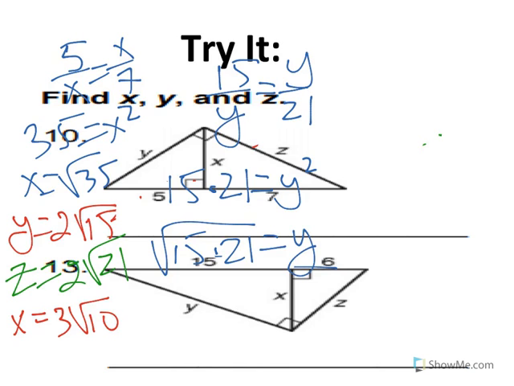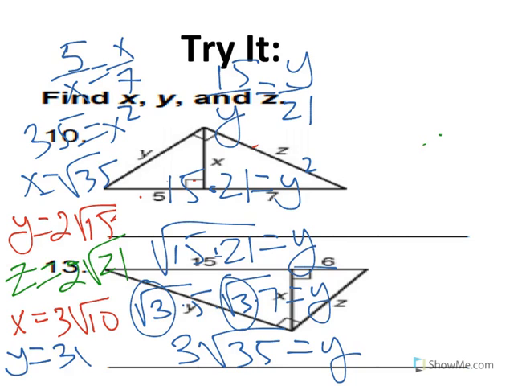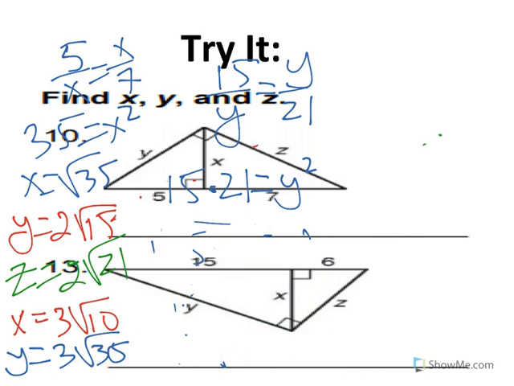So 15 is the same as 3 times 5, and 21 is 3 times 7. So here it's square root of 3, square root of 3, so they reduce to 3, and 5 and 7 cannot be reduced, so then square root of 35 give us y. Okay, and now let's solve for z.